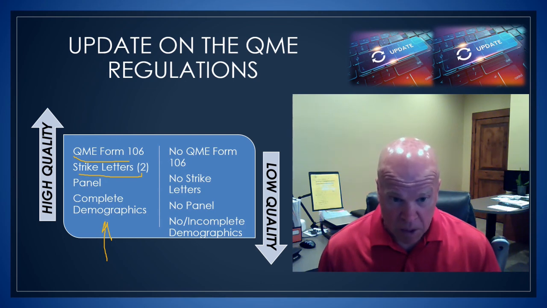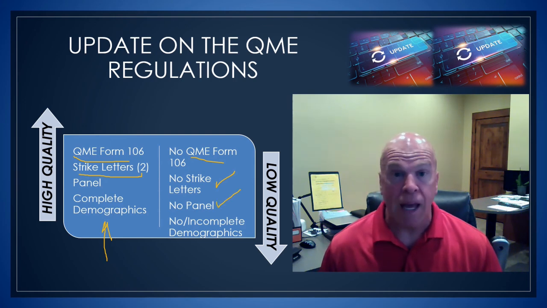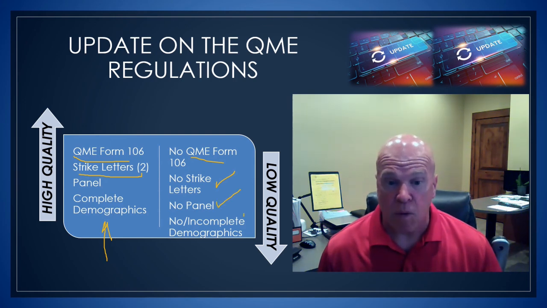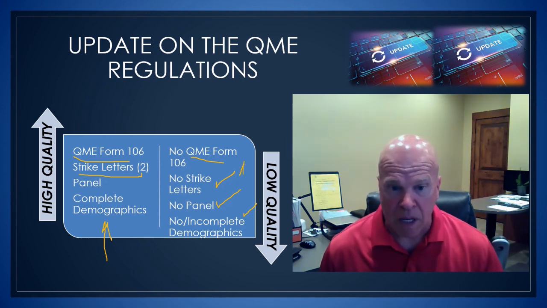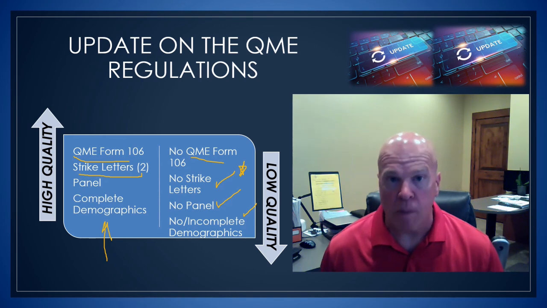On the other hand, a low quality appointment should raise a red flag to you when you're unable to obtain QME Form 106. You're unable to obtain the strike letters. You're unable to obtain the panel. You're unable to obtain complete demographics. And of all these, in my opinion, this is the determinant, the sole determinant, the singular determinant, the most important determinant as to the quality of your appointment.